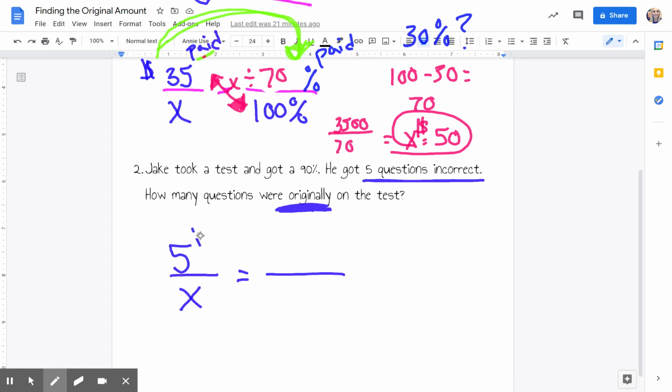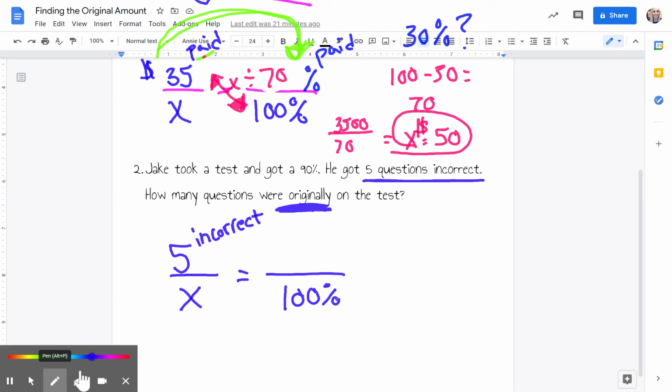Now, I'm going to label this. I want you guys to get in the habit of labeling. He got 5 questions incorrect, right? We know the best you can get on a test is 100%. Okay, now let's talk about this. If over here is going to be the amount I got incorrect, then over here has to be the percent I got incorrect.